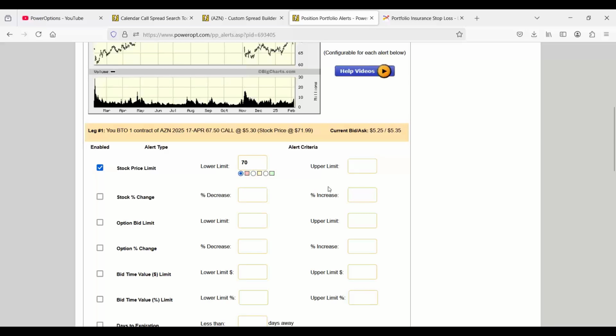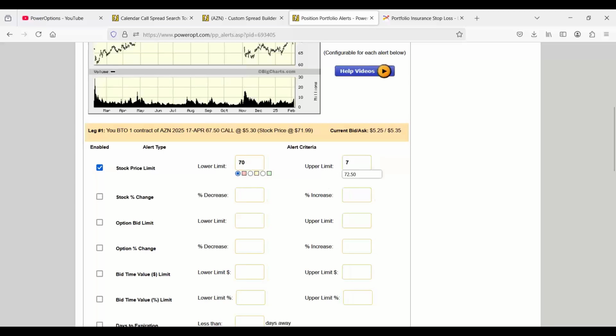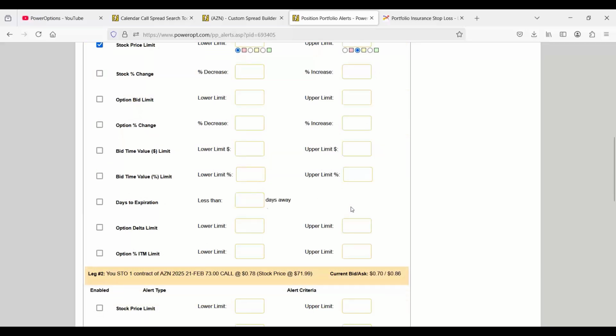The upper limit, we sold the 73. I would probably want to be notified if this hits 73.50, because although I'm probably gaining more on this option than I'm losing on this option, it is telling me that I probably want to roll up to the 74 or 75, or just close both legs if I'm at a profit. But again, there's the question, part of the planning. What is your target profit if that happens in this scenario?